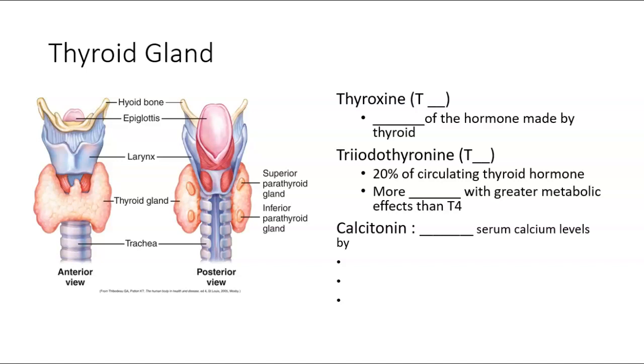And then calcitonin. Calcitonin lowers serum calcium levels by a few different ways. Basically, it inhibits the transfer of calcium from the bone to the blood. It increases calcium storage in the bone, and it increases renal excretion of calcium and phosphorus. So calcitonin, very important. Anybody who took lectures with me before, when we talked about hypercalcemia, one of the treatments was calcitonin because it pushed the calcium back into the bone.